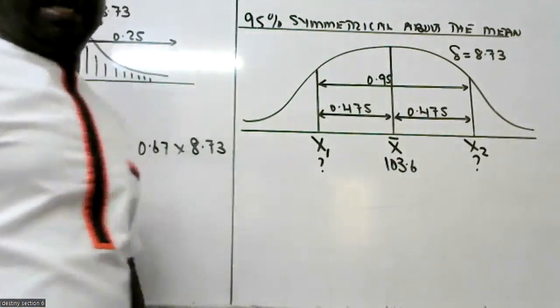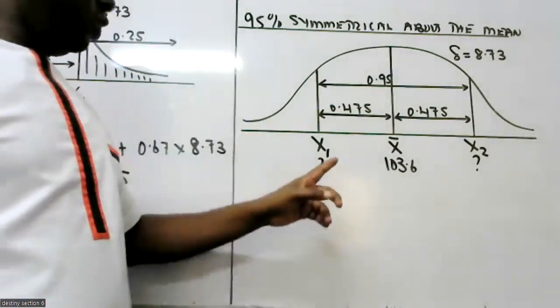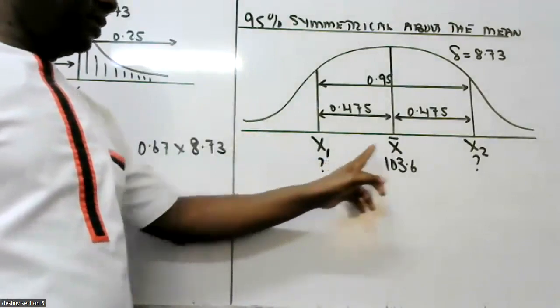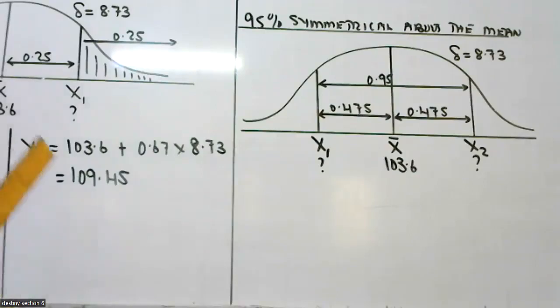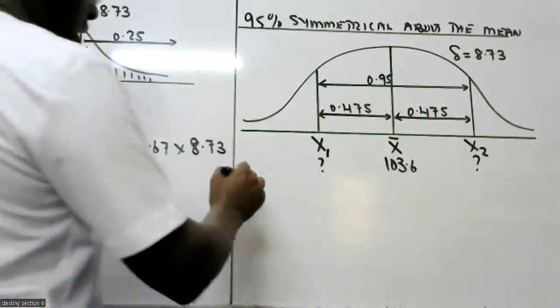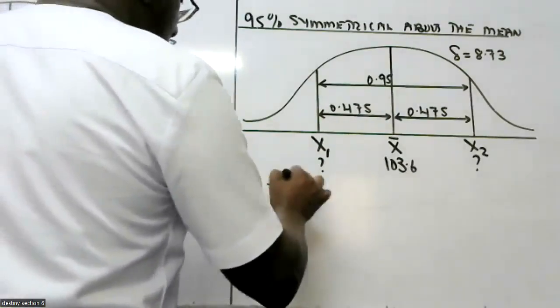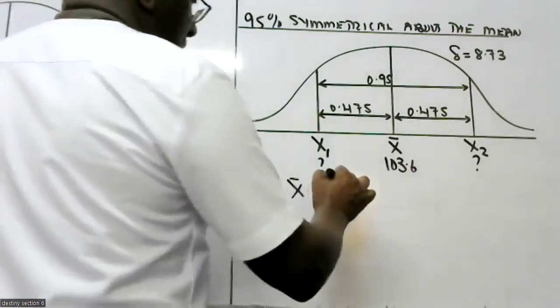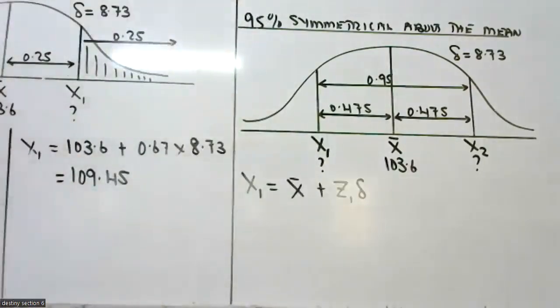It is important to get that because what we always get from the table is always between X bar and your X. So having already seen how to make X1 the subject, we will come here and say X1 will be equal to X bar plus Z1 times the standard deviation. That's the formula we have established.